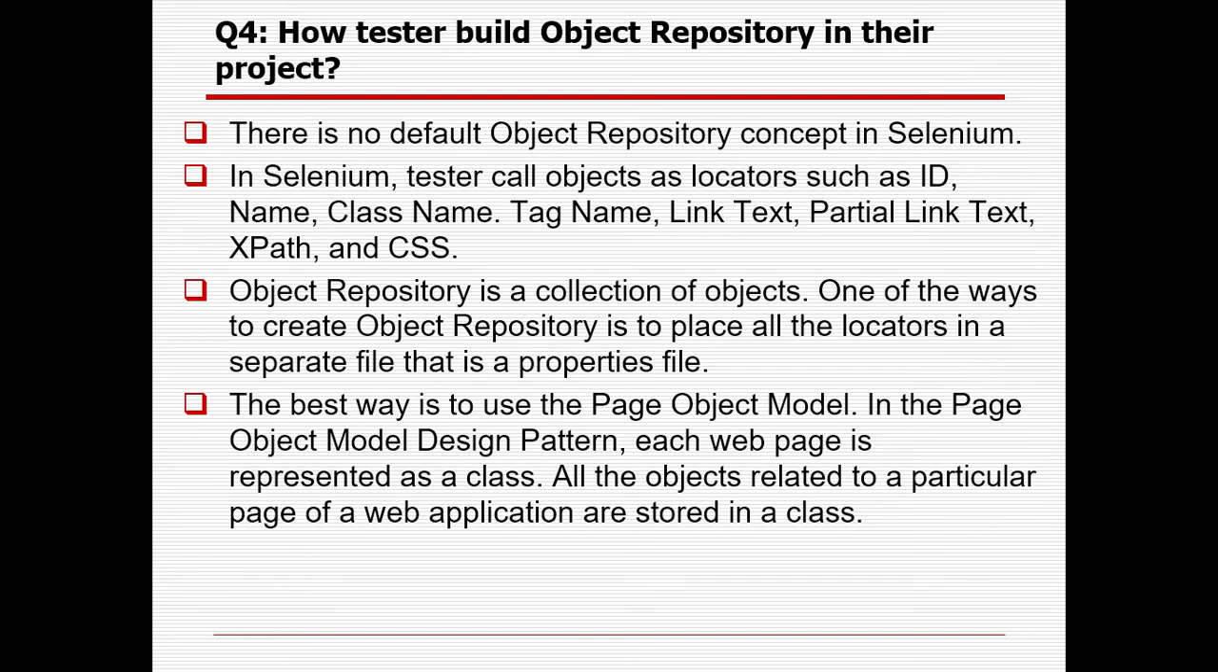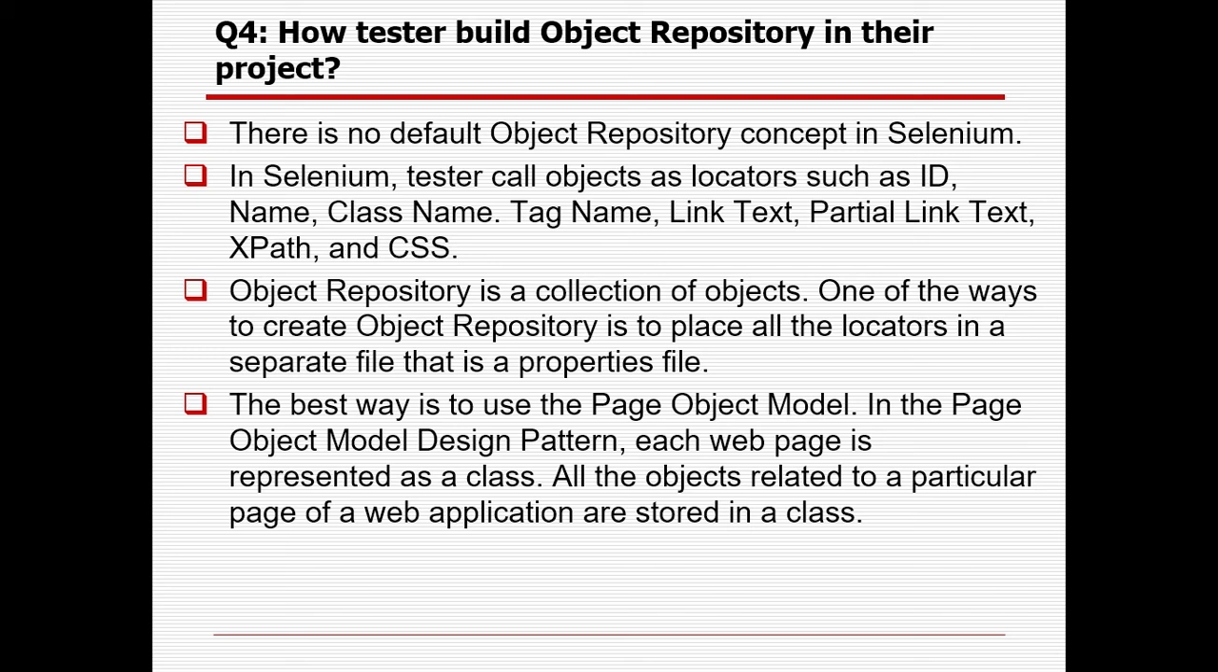How does a tester build an object repository in their project? The object repository is a very important criterion for automation testing, because in Selenium there is no inbuilt feature, whereas in UFT an inbuilt object repository feature is there. So before starting your automation testing, for each and every page, whatever objects you will be using, you need to keep them identified in some object repository, right? There is no default object repository concept in Selenium. In Selenium, testers call objects locators, such as ID, name, class name, tag name, link text, partial link text, right, or CSS and XPath.